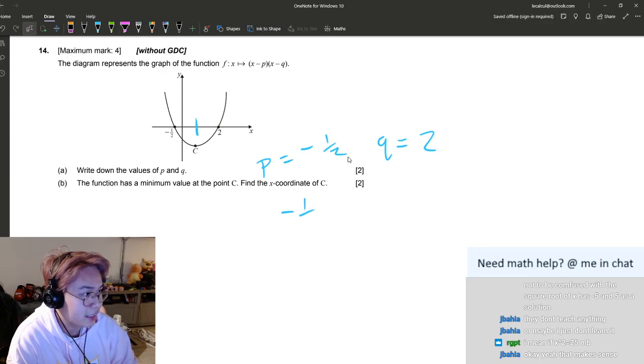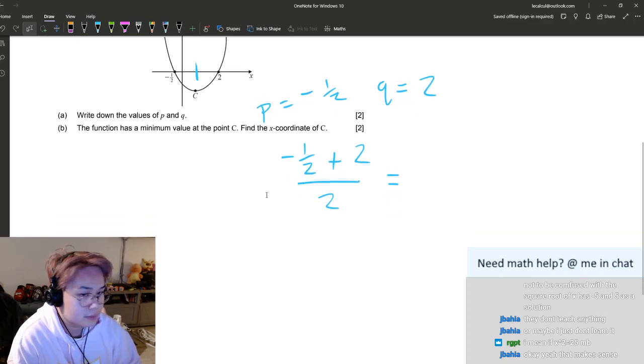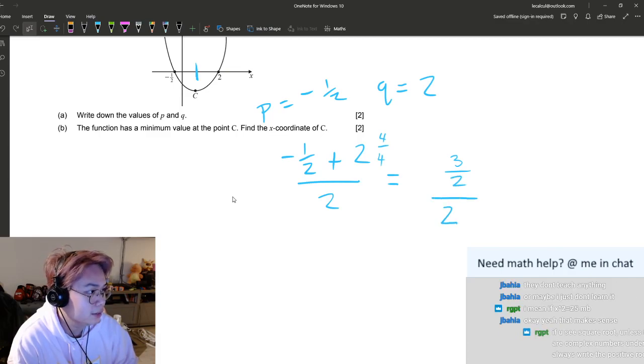So we just add these two values together and then divide this by 2. So this is 3/2 divided by 2. So 3/4.